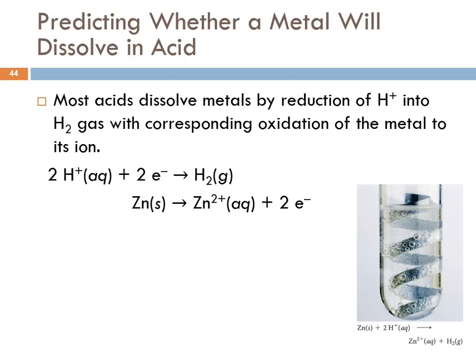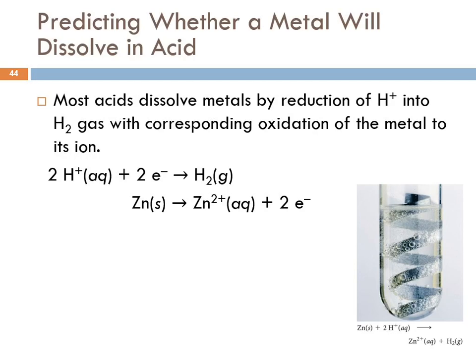It depends on the acid. It also depends on the metal. So when an acid dissolves a metal, it usually does so by this reduction half reaction. It's actually electrochemical in nature. So hydrogen ions are reduced to form hydrogen gas. And we see that, and you stick a piece of zinc metal in hydrochloric acid and it'll bubble and fizz.